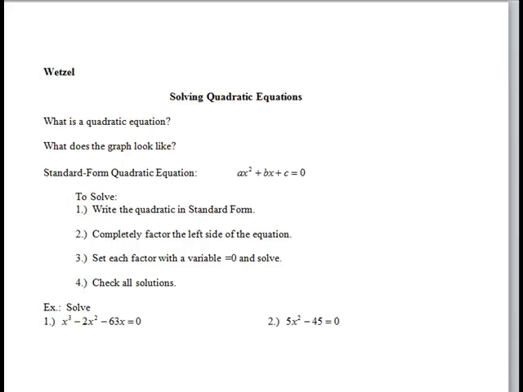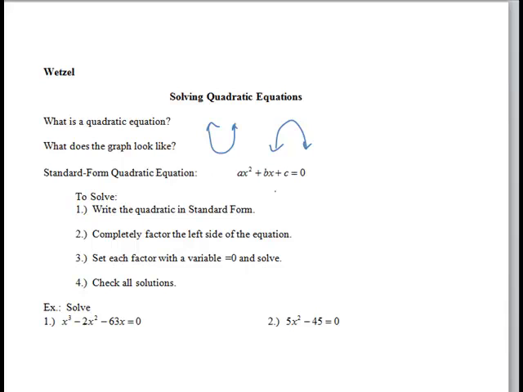More specifically, the largest variable's exponent will be 2. So the graph will not be a line. It's going to be in the shape of a U called the parabola. It could be a U that either opens up or a U that opens down. We'll talk more about the graph a little bit later on, but in the meantime we need to learn how to solve these quadratic equations.